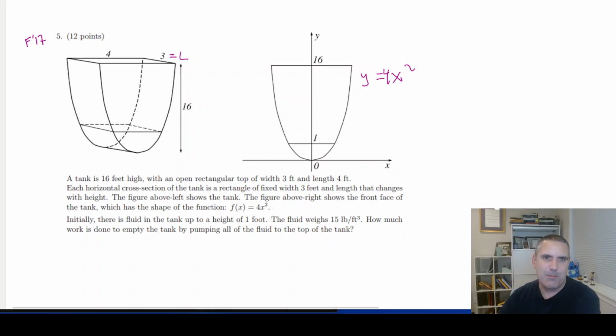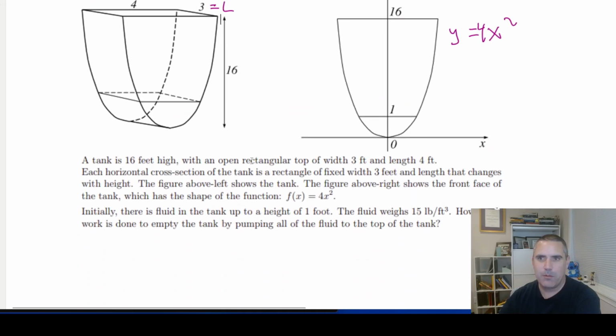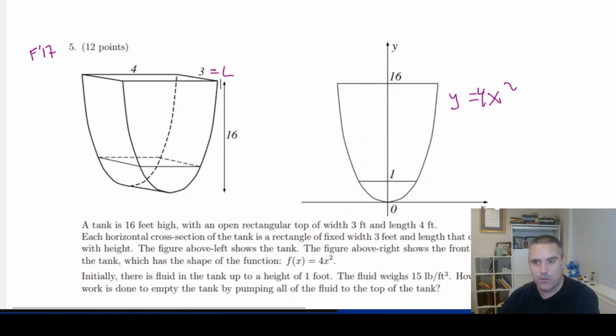I remember I made a question like this once for a final, and another instructor was like, 15 pounds per cubic feet doesn't make any sense.